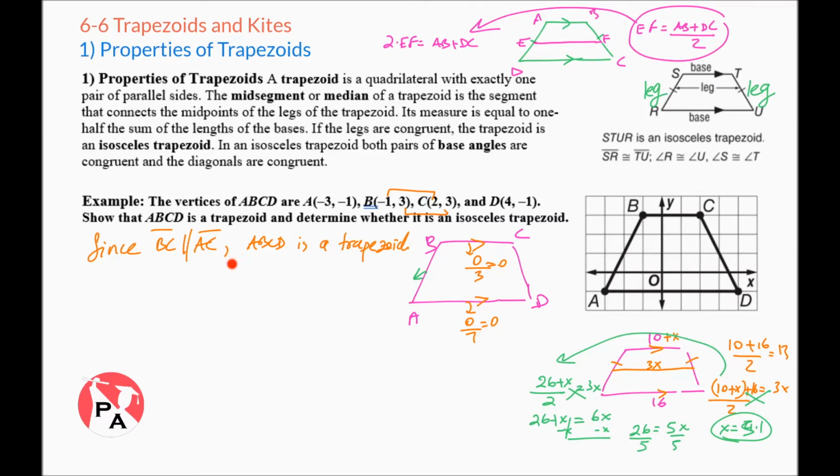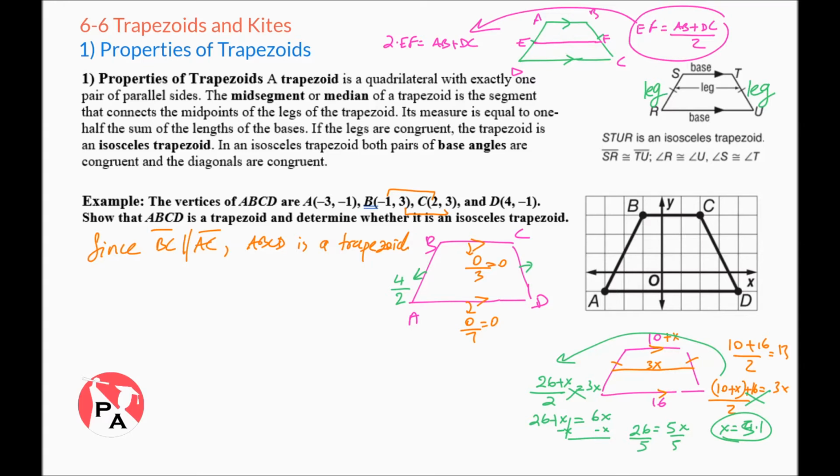For us to write this, we need to see that the other slopes are different. So let's continue and find the slope of the left and the right side. They must have different slopes. So side AB, right here, let's find the slope. 3 minus -1 is 4. And -1 minus -3 is 2, which is positive 2. This is a positive slope.